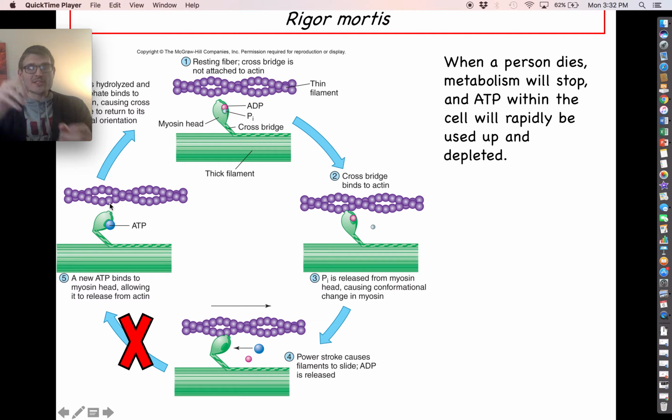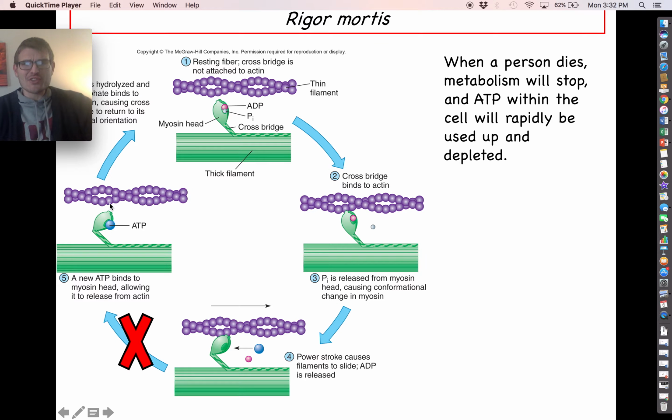Every time you go through the cycle, you require a new ATP molecule. And since there are millions, if not billions, if not trillions of myosin heads in every skeletal muscle fiber, you can appreciate how keeping a muscle contraction going is going to eat up a lot of ATP energy. It's a very energy consuming process.